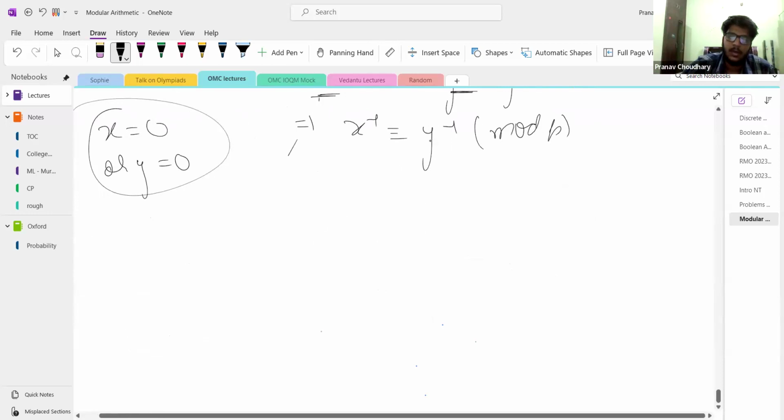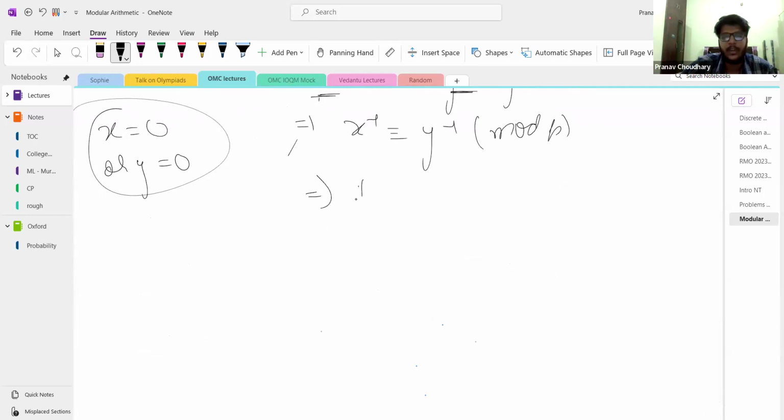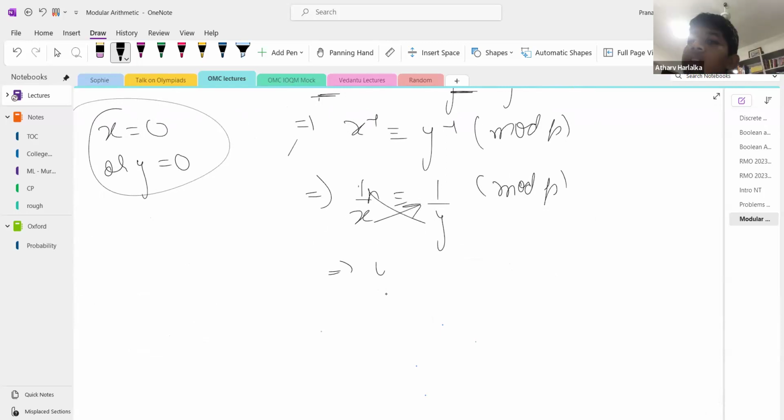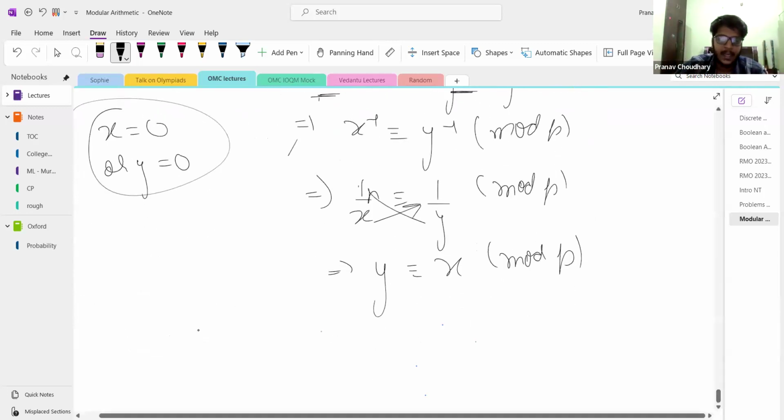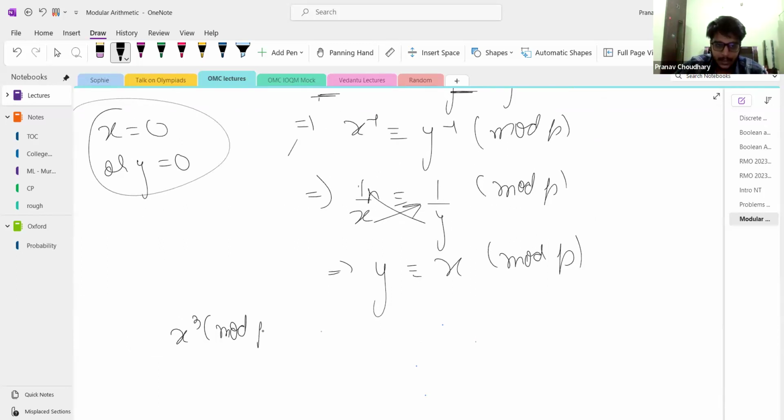By uniqueness of inverses, you can think of it this way. Now you can just cross multiply. The inverse of an inverse is itself, so you could take the inverse of both sides. That is also true. You can take the inverse of both sides, or you can just cross multiply, it's the same thing. So you get that x cube mod p covers all the remainders modulo p.